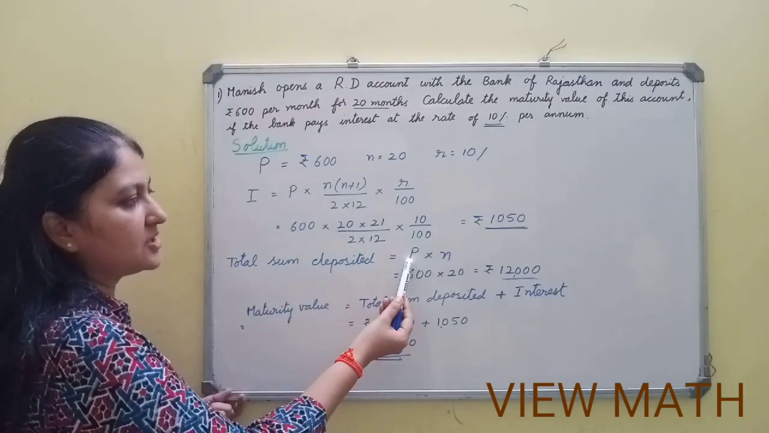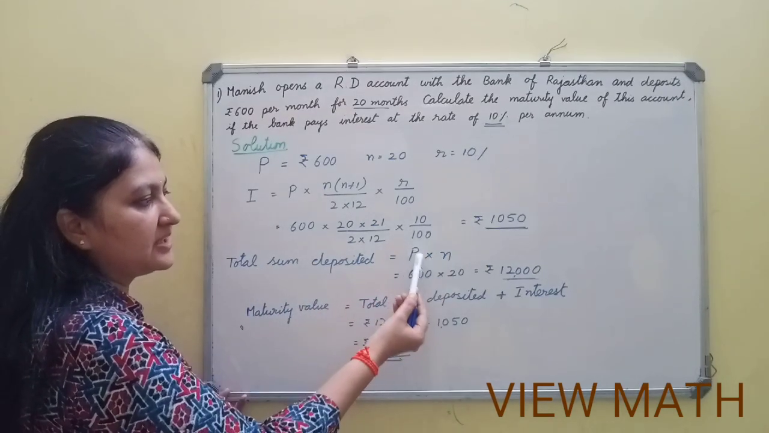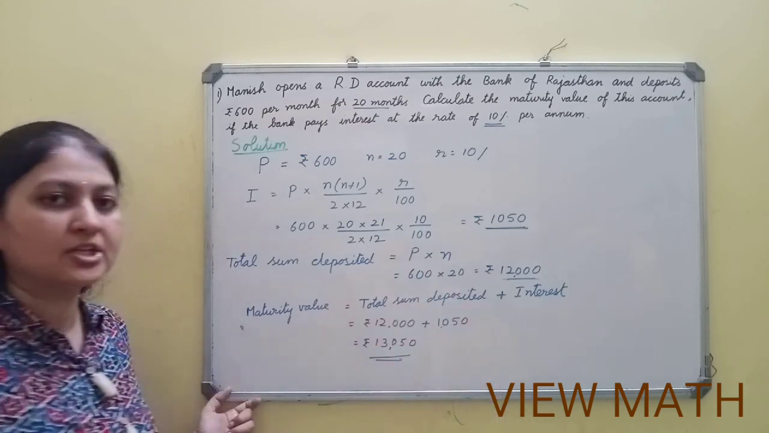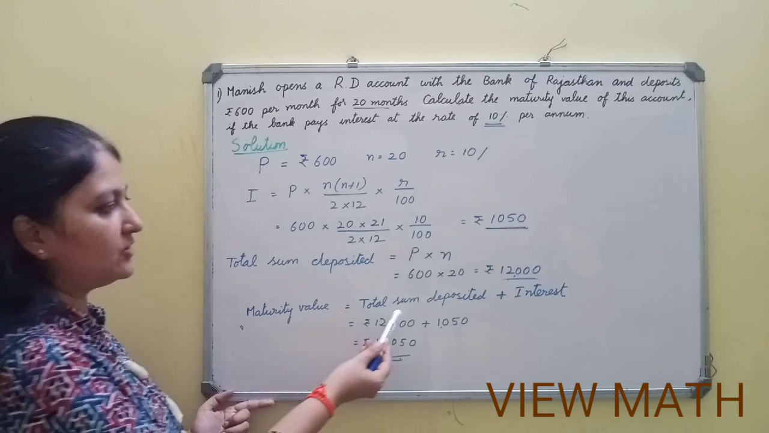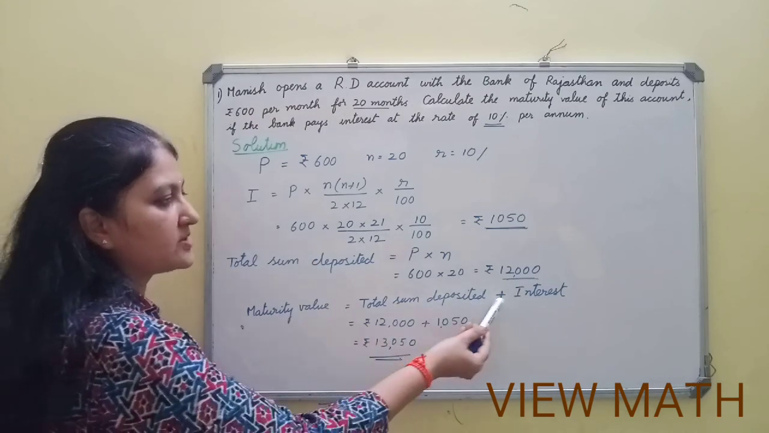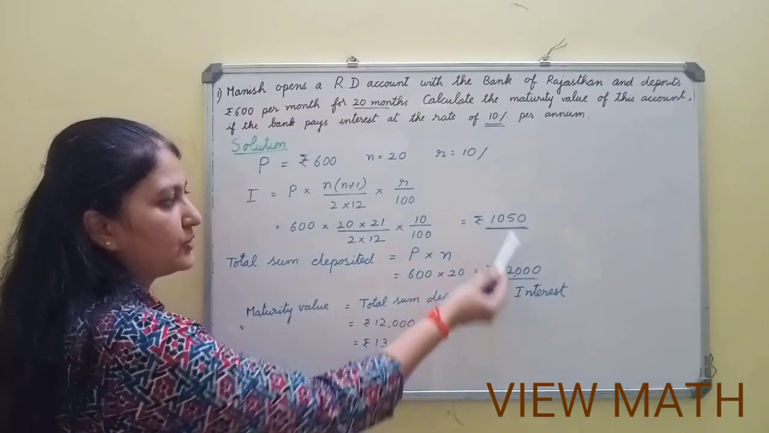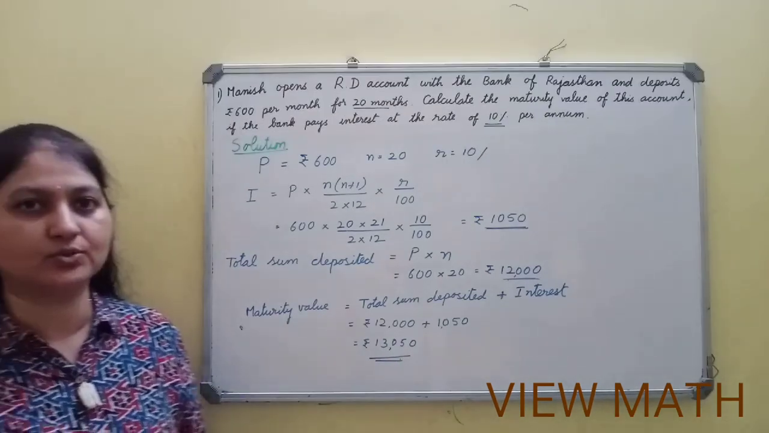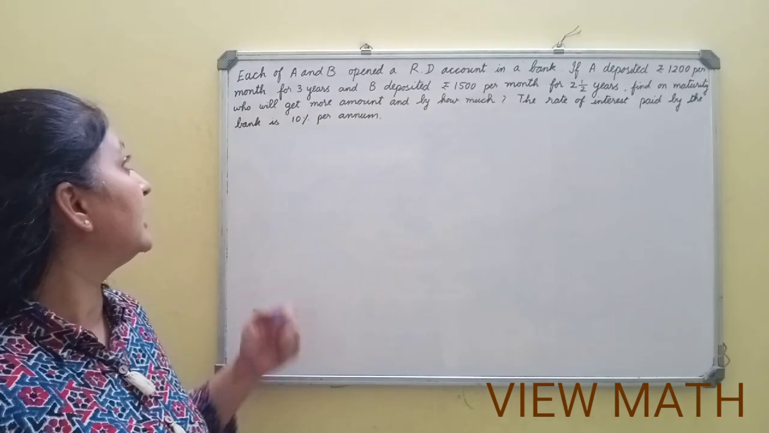Total sum deposited is equal to P into N, monthly installment. So 600 into 20, if you multiply, you're getting 12,000. Maturity value again in the same formula, so total sum deposited plus interest. So if you add these two, you'll be getting 13,050. This is the maturity value. Next problem.